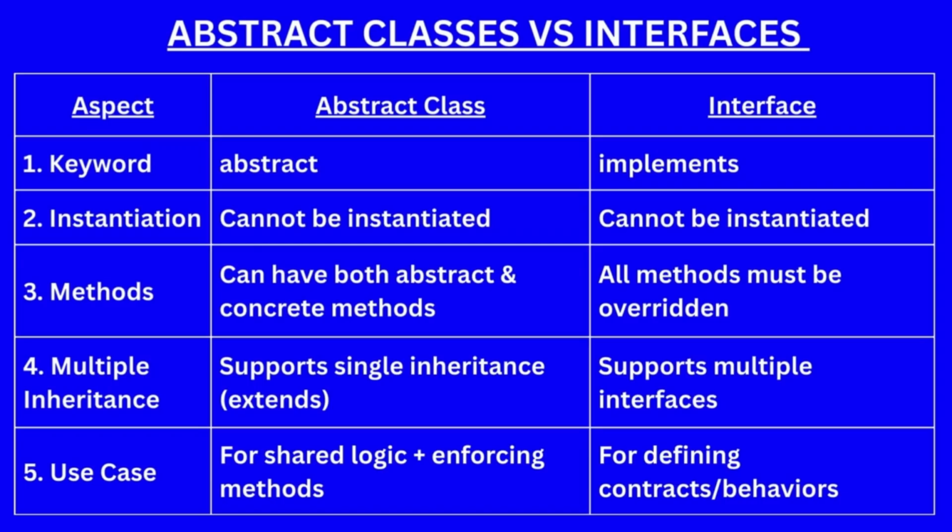Moving on to multiple inheritance. Abstract classes only support single inheritance, meaning a class can extend only one abstract class. However, interfaces support multiple implementations, allowing a class to implement multiple interfaces at once.